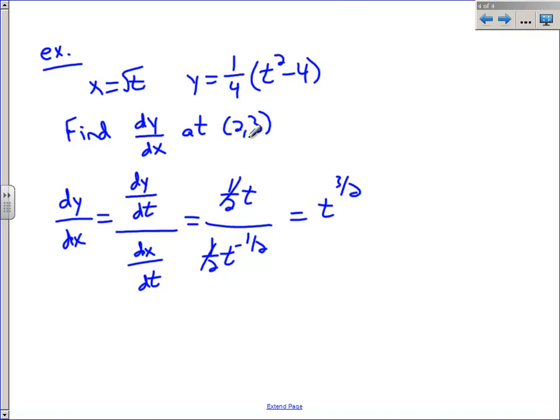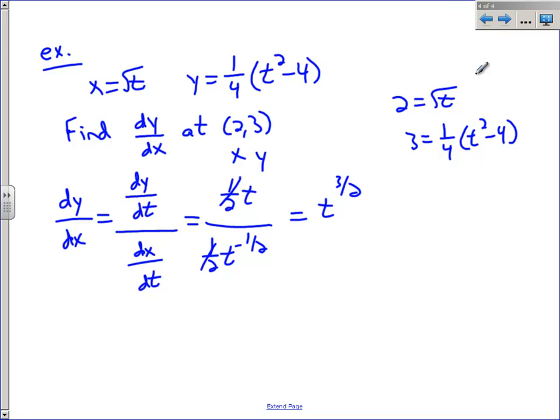But what do we plug in for t? I mean, this is an x and a y. So we're going to have to figure out what that t is, and we've got to hopefully make sure that they have the same t value. So the x coordinate is 2 and the y coordinate is 3. So let's see what t values give the x coordinate 2 and the y coordinate 3.